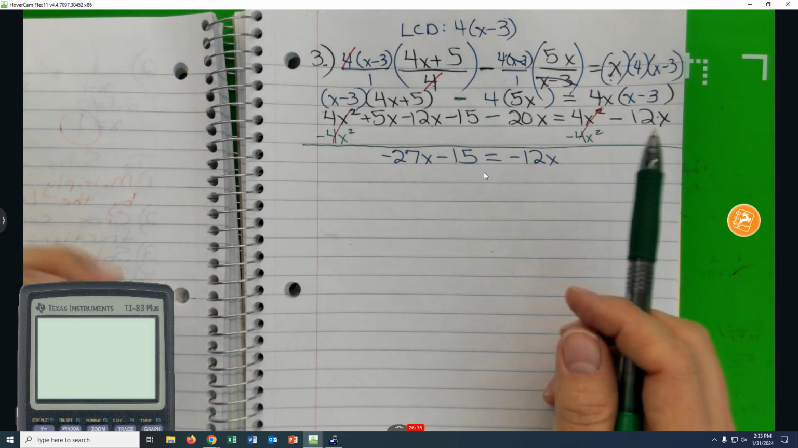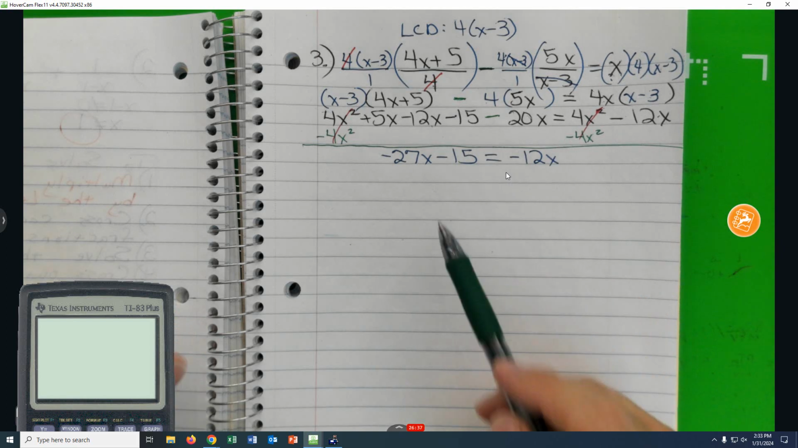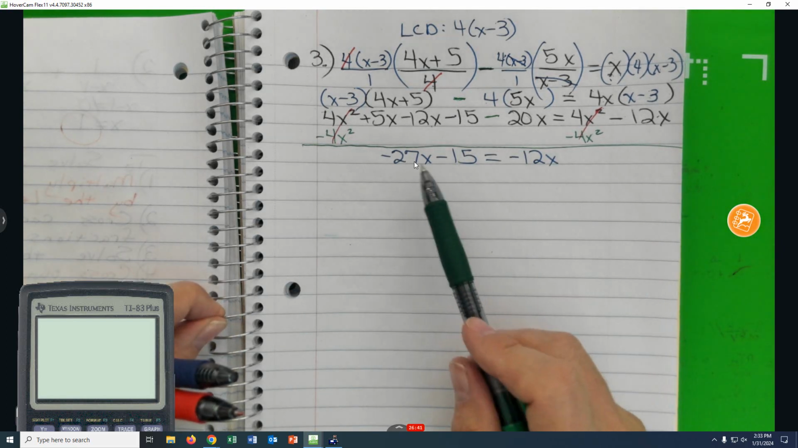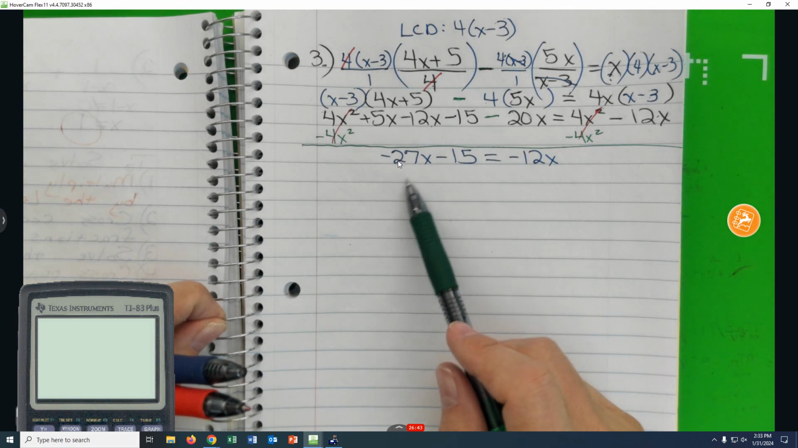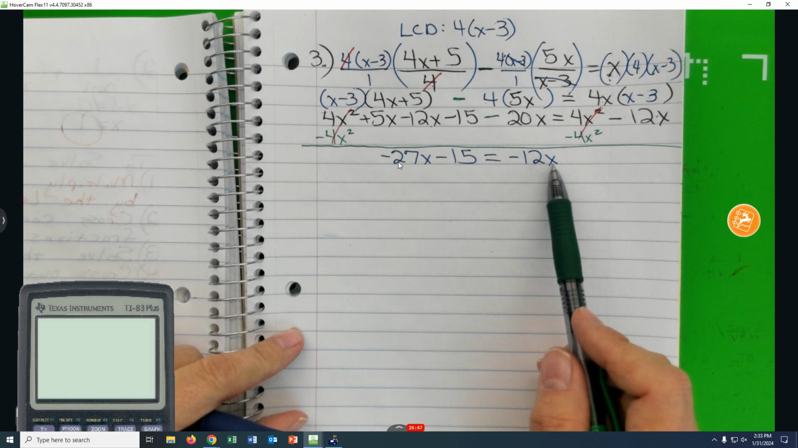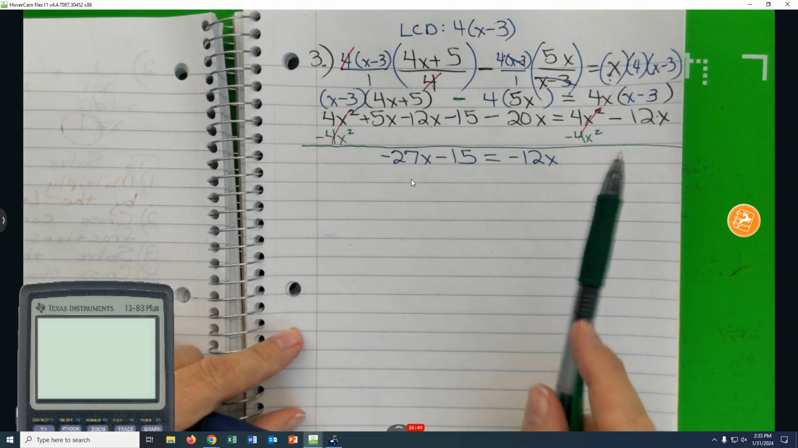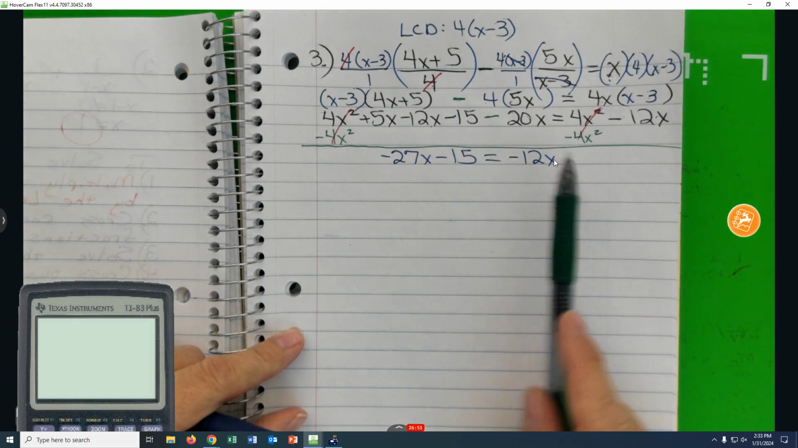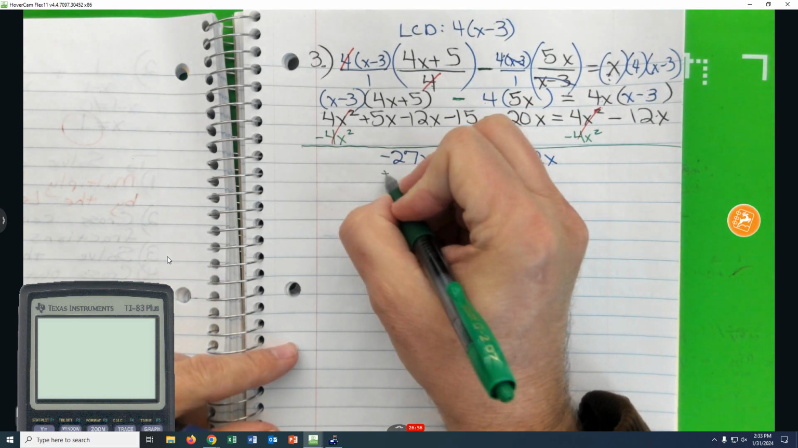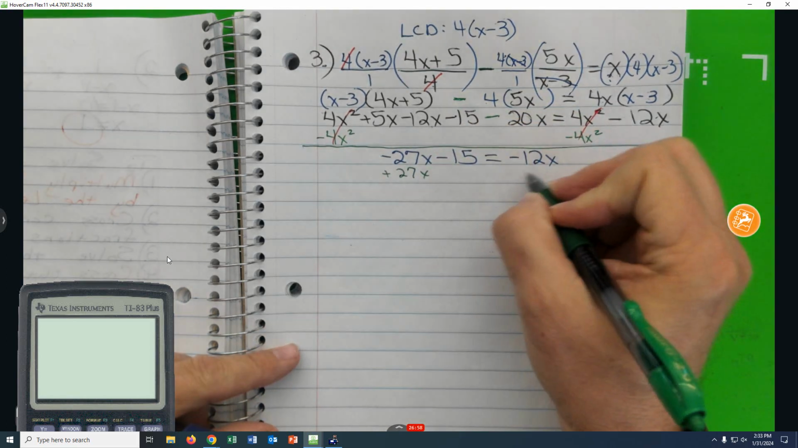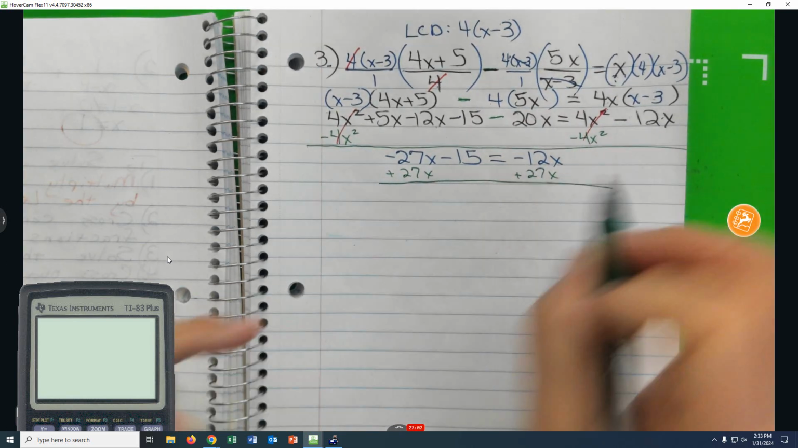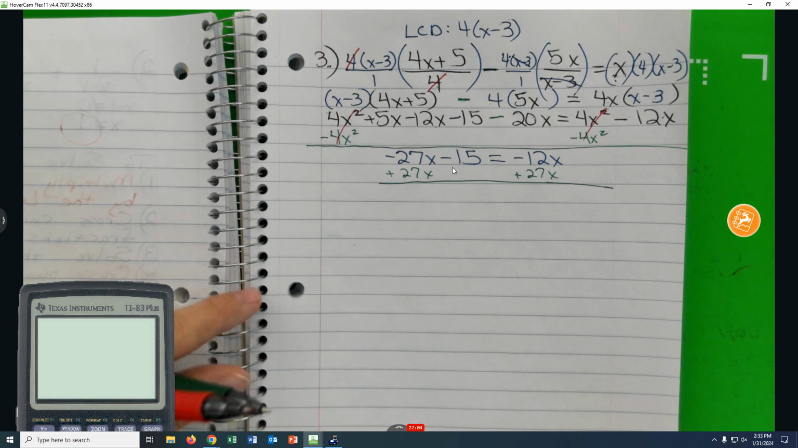Well, here's what I'm going to do. I'm going to get all of the x terms on one side of the equation, and I think I'm going to do it in a way so that we're minimizing negatives. I think I'll add the 27x to both sides. I'm going to get my x over on the right rather than on the left. So I'll say add 27x to both sides.